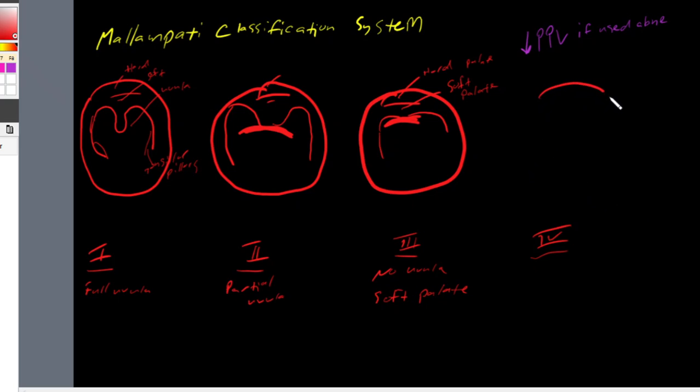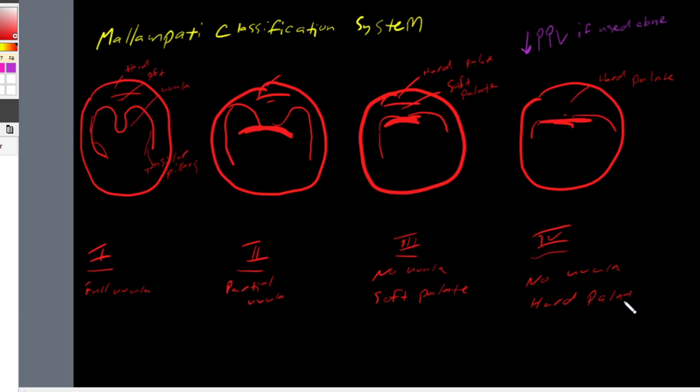And a Mallampati 4 is you pretty much do not see the uvula, just like in Mallampati 3. The tongue is in the way. And you don't even see the soft palate. So you can only see the hard palate. So here I'll write no uvula and hard palate.